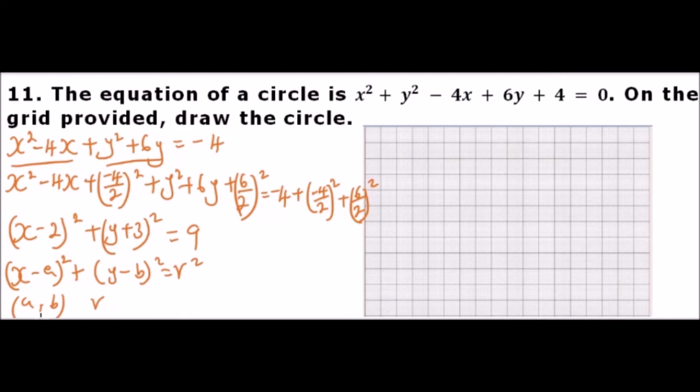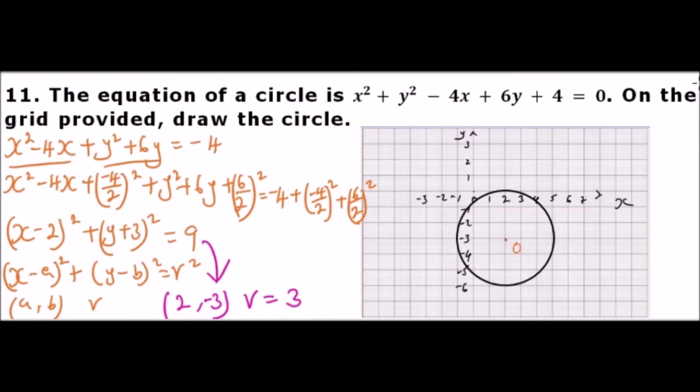So when we have our equation in this format, then a, b will be 2 and minus 3, and the radius is equal to 3, the square root of 9. So with that, you can now go ahead and draw the circle, and this is the circle that you get. So that is how you answer that question.